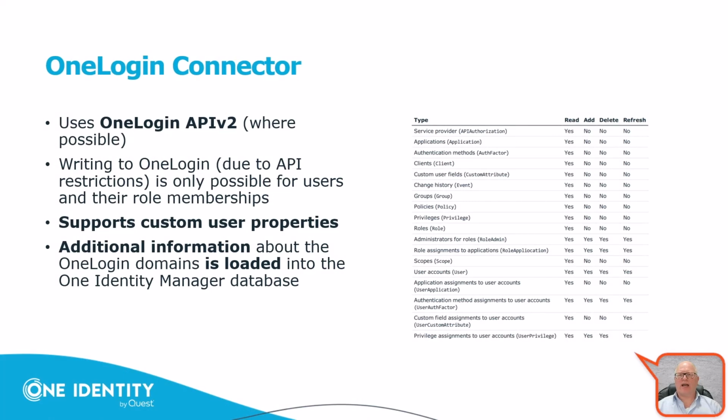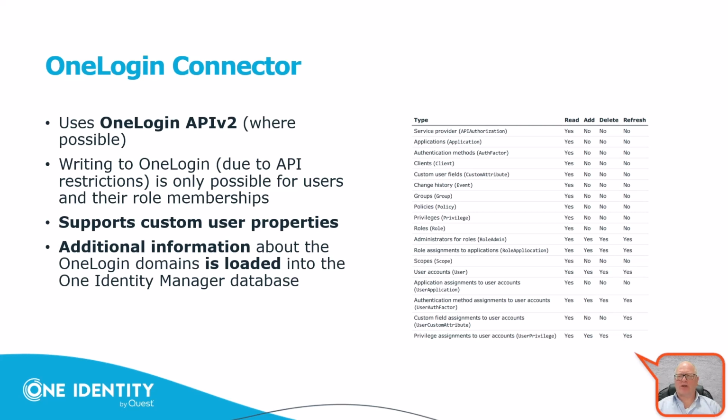If you look into the connector a little bit more in detail, then we have to say we are just using the API version 2 of OneLogin. And that is as good as possible, due to the restrictions that exist in that API. On the right hand side of the slide, you can see a small graph that shows exactly which type of objects can get supported in which depth.